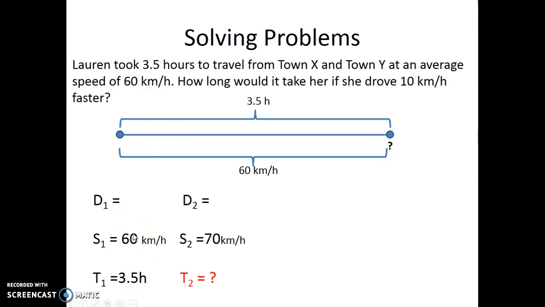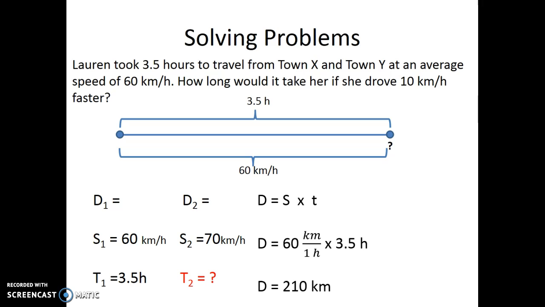So obviously we can find the distance really easily, right? And since the towns are going to be the same distance apart, distance 1 will be the same as distance 2. So let's see what that is. Distance equals speed times time. So I'm going to plug in 60 times 3.5.